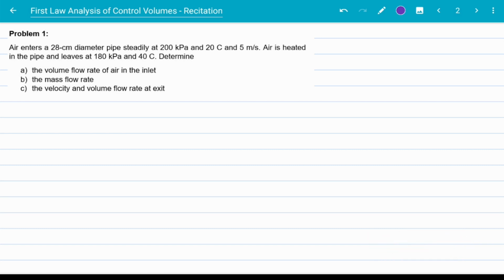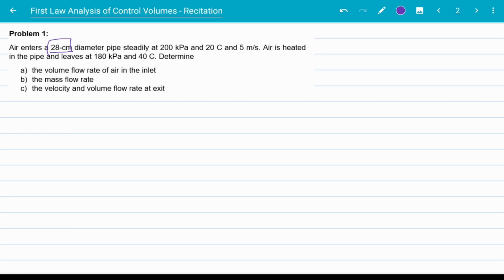We have a pipe. The diameter is given as 28 centimeters and air enters steadily at 200 kilopascals and 20 degrees Celsius with a velocity of 5 meters per second. We are heating the air inside the pipe, and when it leaves, it has a pressure of 180 kilopascals and a temperature of 40 degrees Celsius. Now we are asked to find the volume flow rate at the inlet, the mass flow rate, and the velocity and volume flow rate at the exit.